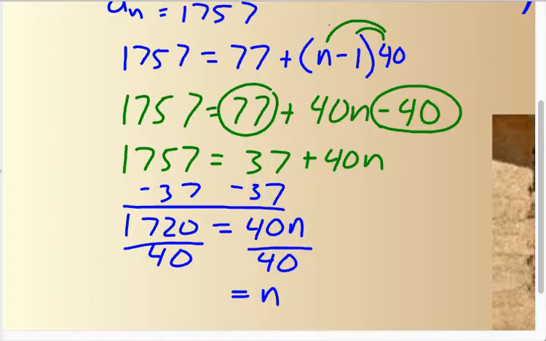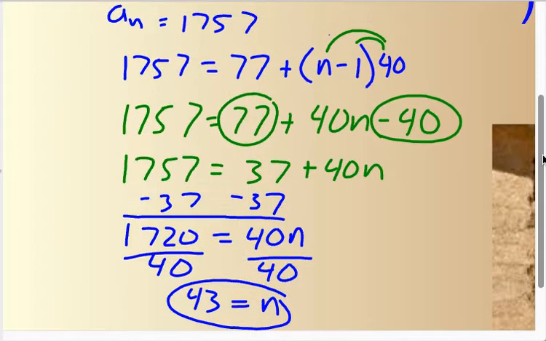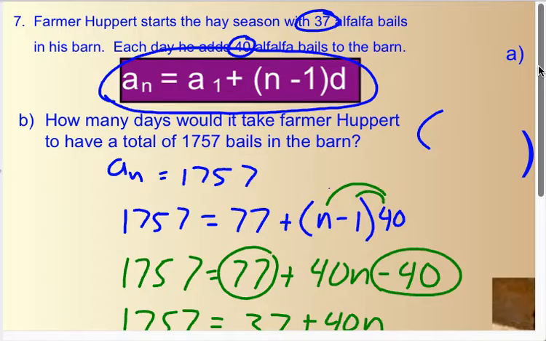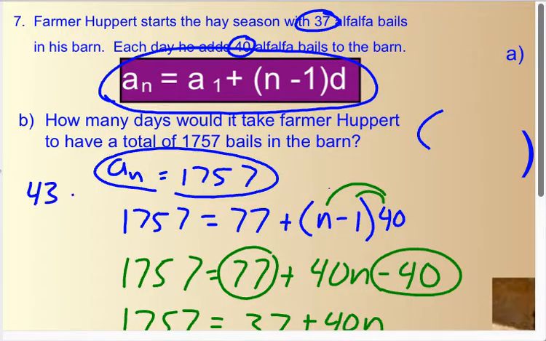And n is equal to, sometimes you get a decimal. In this case, we got an exact answer, 43. n equals 43. So what does that mean? It means this. To get this total number of bales in the barn, you can know a sub n and then solve for a sub 1, n, or d. In this case, we solved for n, the number of days, and that was 43 days. 43 days at Hooper Farms.